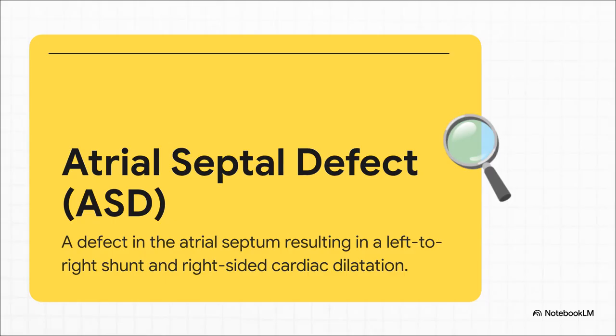So at its most basic level, an ASD is literally just a hole in the wall, the septum, between the heart's two upper chambers, the atria. Now, because the pressure on the left side of the heart is way higher than the right, blood takes the path of least resistance. That means oxygenated blood flows backwards from the left atrium to the right, and that is the core of the problem. All that extra blood volume puts a ton of strain on the right side of the heart, causing it to stretch out or dilate over time.